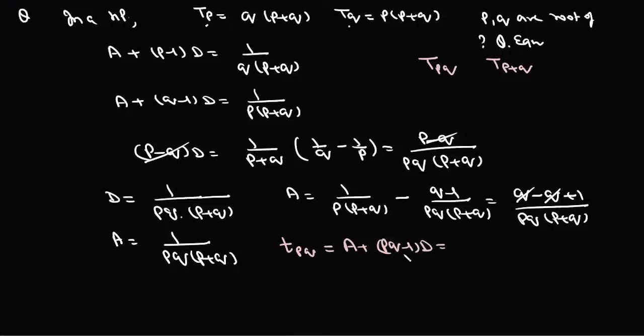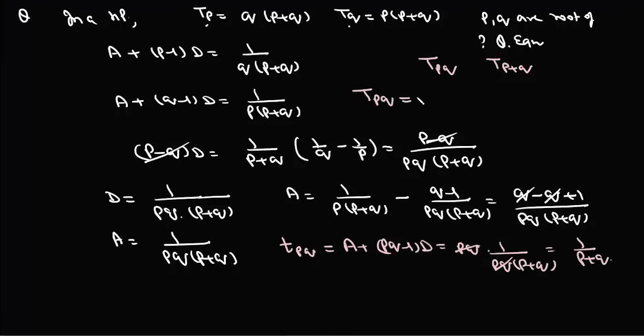Now since A and D are equal, this 1 and 1 will cancel, so it will be PQ into A, which is 1 upon PQ(P plus Q). This PQ will cancel, so it will be 1 upon P plus Q.